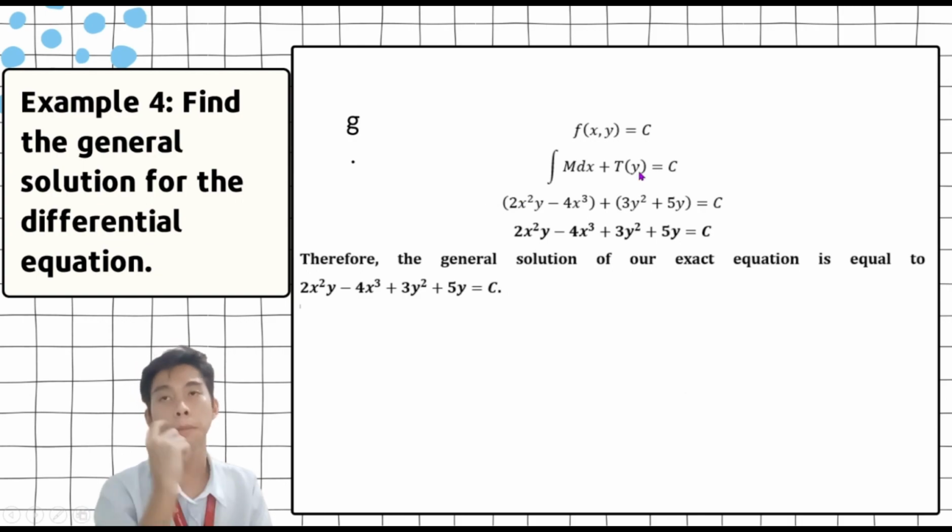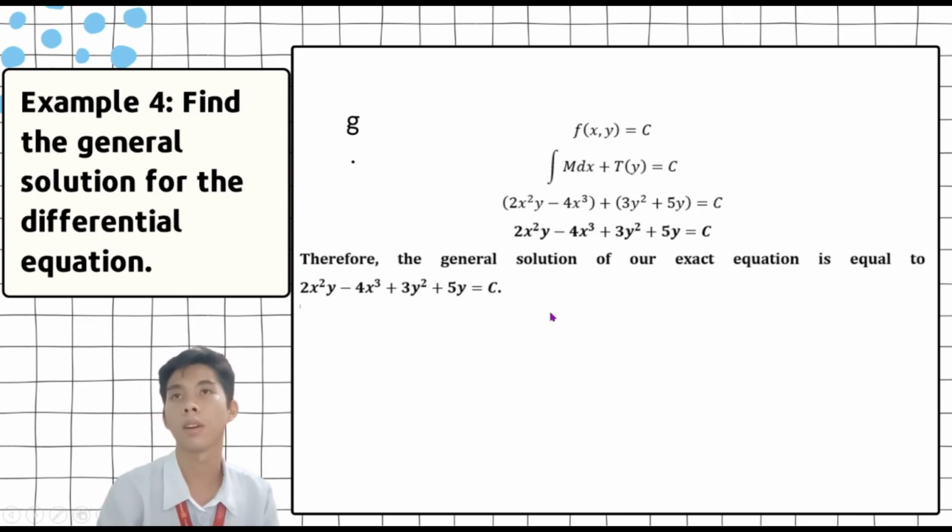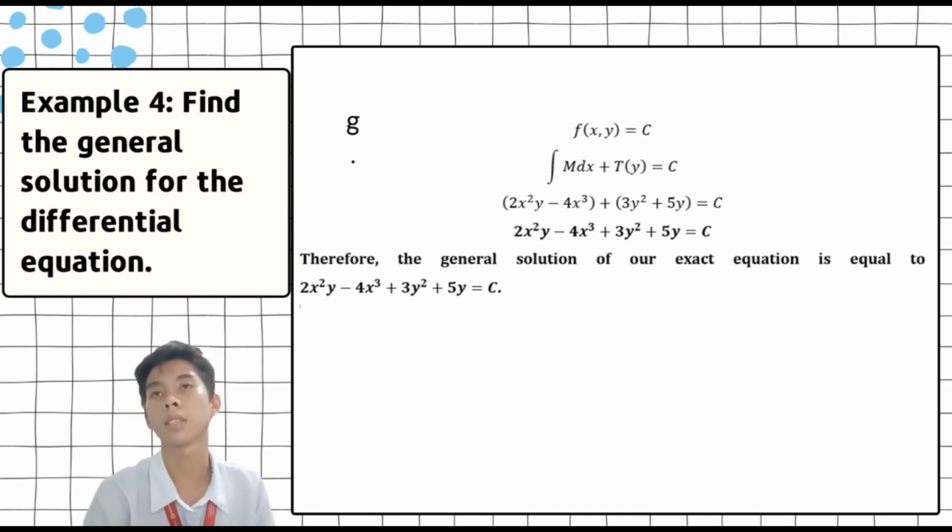So we simply substitute the value of our t of y into our partial equation, which is 2x squared y minus 4x cubed plus t of y equals c, which gives 2x squared y minus 4x cubed plus 3y squared plus 5y equals c. Therefore, the general solution of our exact equation is 2x squared y minus 4x cubed plus 3y squared plus 5y equals c. So that is now the answer to example number 4 of the differential equations.